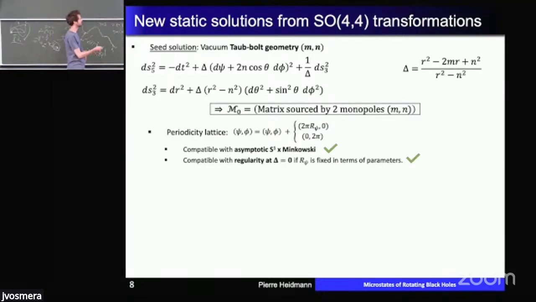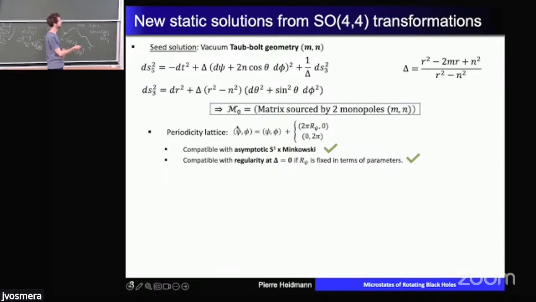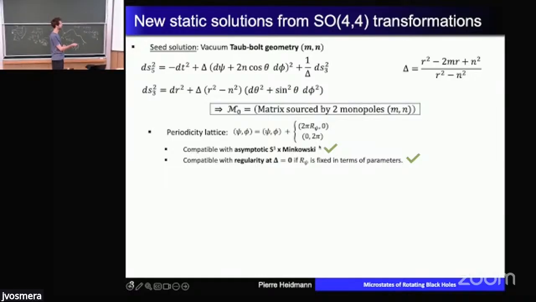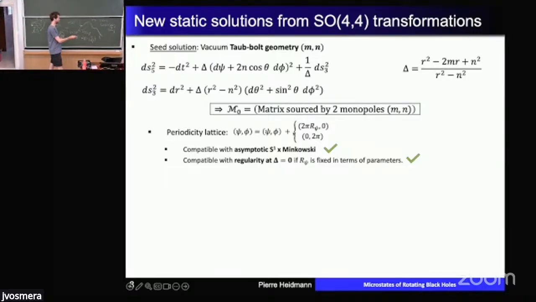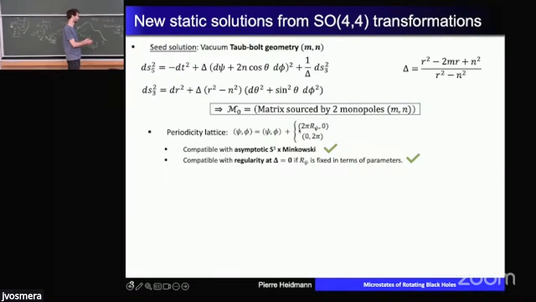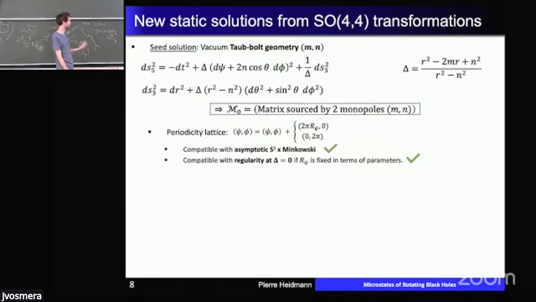You can make everything smooth by just imposing a periodicity lattice on psi and phi, which are completely independent, but it will be important in a moment when we do rotating solutions. You have 2 pi R psi 0 as the periodicity for the psi circle, and phi has 2 pi period. Having this periodicity is compatible with having asymptotics which are S1 times Minkowski, and also compatible with regularity at delta equals 0, which is a place where the psi fiber degenerates.